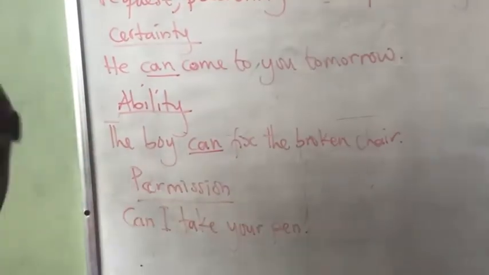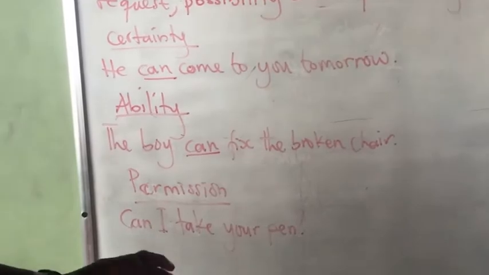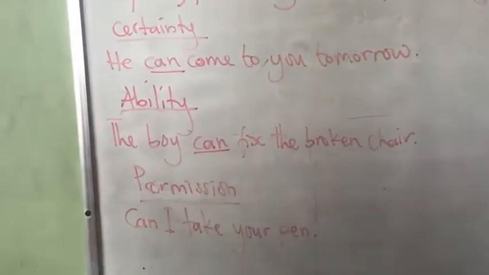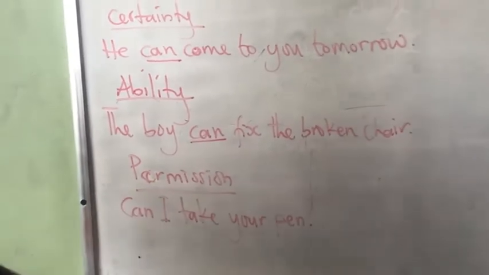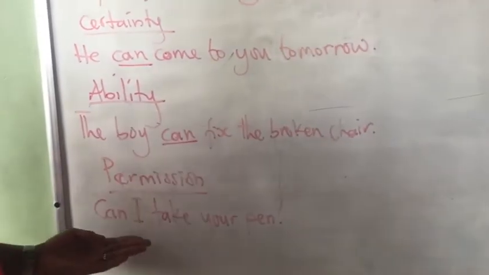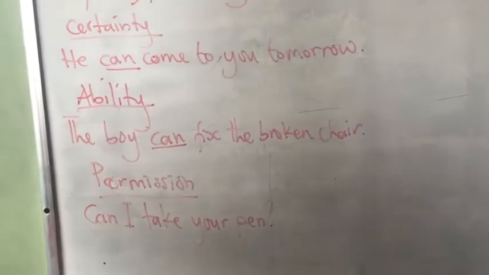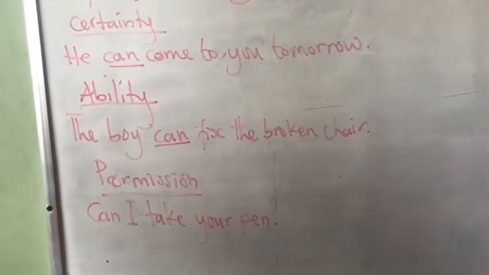The next one is permission. You know permission is you ask for someone's consent to take an action. So for instance, you want to say that, you go for can. So for instance, can I take your pen? So I need your consent to use your pen. Then I go for what? Permission. And you can use can to express that. Let's see the next one.